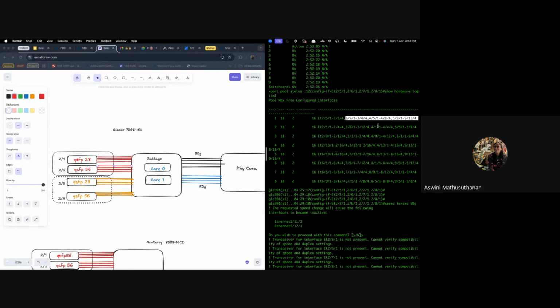Are you getting my point? A set of 4 ports go to one core port, one core. A set of 4 ports. No, no, sorry, sorry.